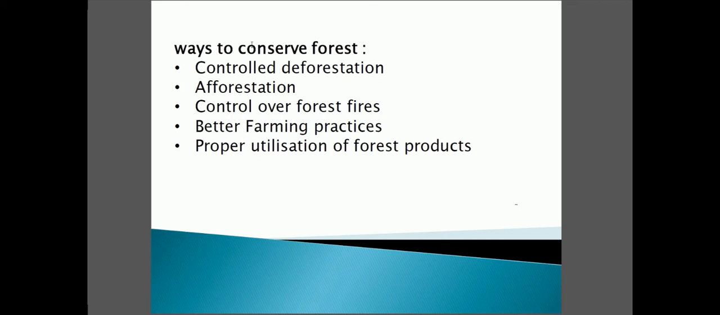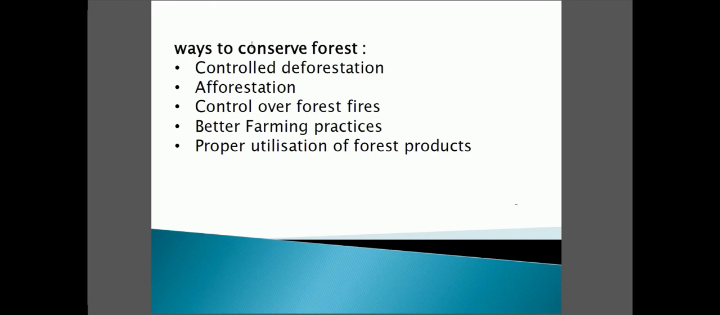If we are performing deforestation, then we also need to provide an alternative, which could be afforestation. We need to control forest fires. That's very important. Australia, America, and the Amazon forest are facing the problem of forest fires. We need to control this. Forest fires could be due to human error or some kind of environmental factors.